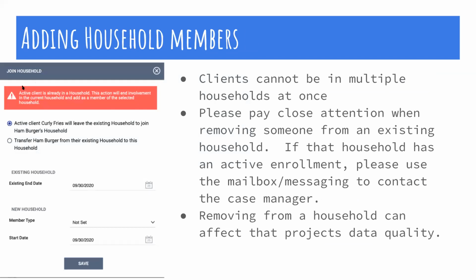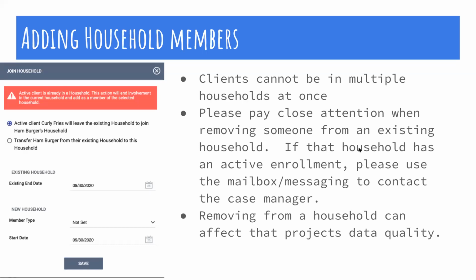This little red thing right here is a flag that will tell you you cannot add the same client to two different households. So if you ever get this flag, that's what it means. It means that the person you're trying to add to the current household is already listed as an active member somewhere else. So you want to make sure that when you're removing someone from a household, they're fully removed, because if you're going to be adding them to a different one, it's not going to let you. So it'll just be wasted time.